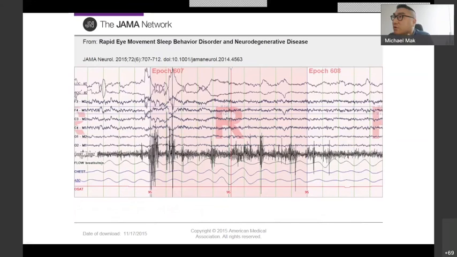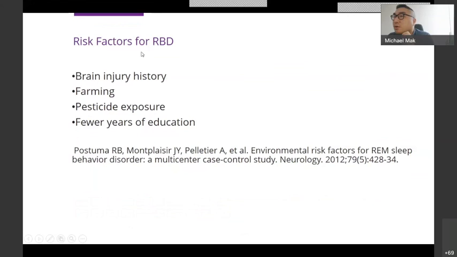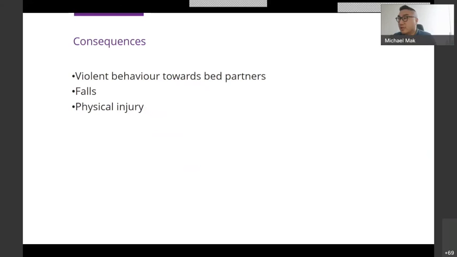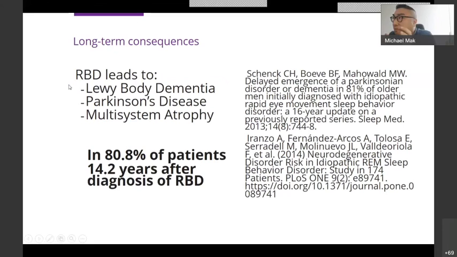And what are your risks of developing REM sleep behavior disorder? Well, it has to do with things like a history of head injury, working in farming, pesticide exposure, and fewer years of education. And the consequences, and the reason why I'm bringing this up as a topic of concern: not only can it cause injuries to bed partners and injuries to the person themselves, if they fall off their bed or get up out of bed and injure themselves in some way, acting out your dreams on a regular basis might be a precursor to the development of neurological disease.